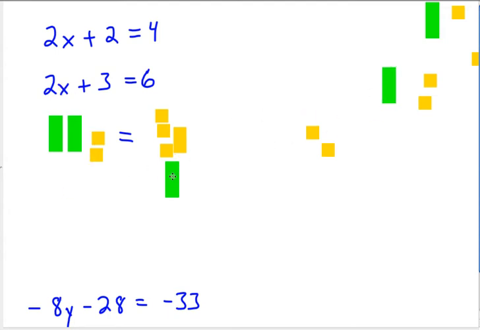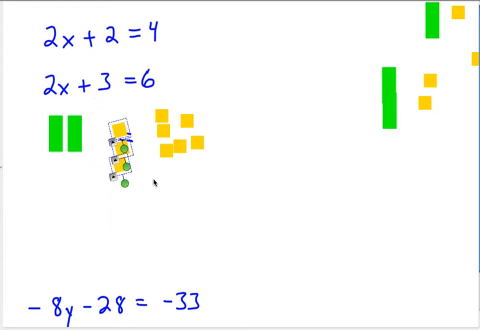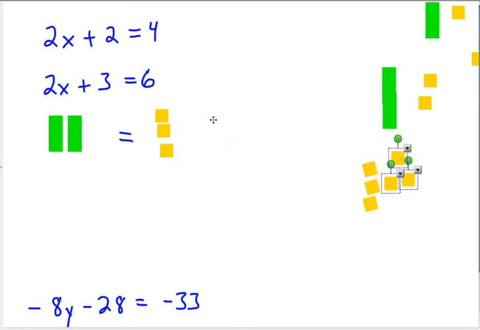Okay, so let's go back to our problem. Let's actually solve this, right? So if we were using algebra tiles, I'd want to do this subtraction first. Get rid of those 3. So we end up with 2x equals 3.